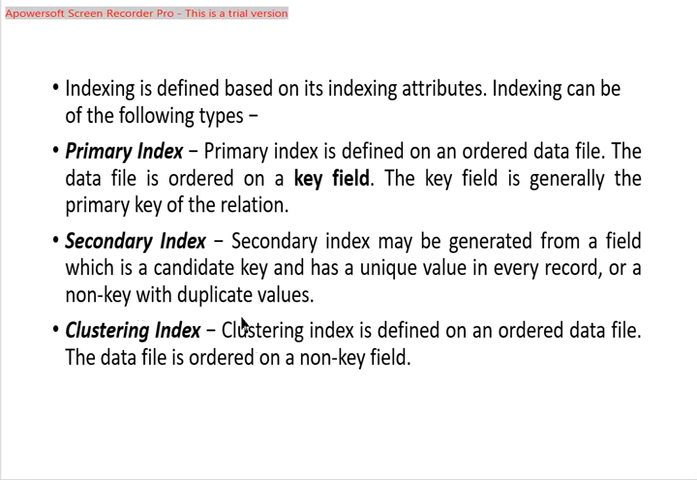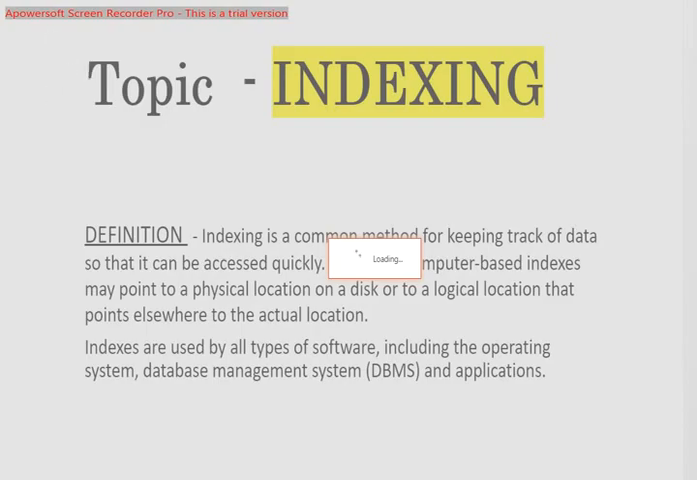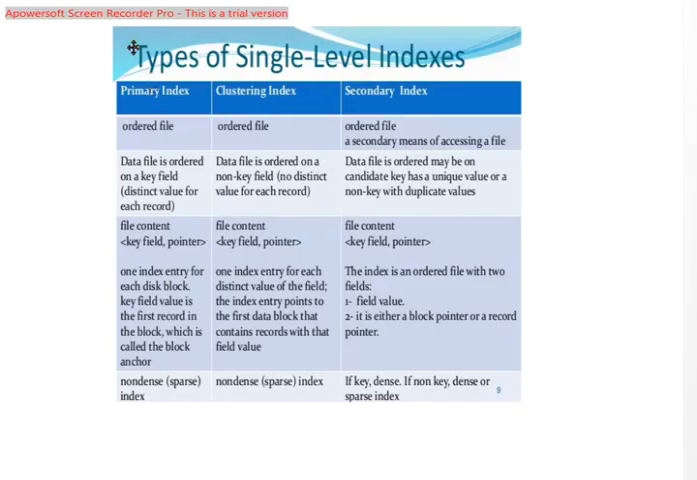So let me show you a better explanation for this: a comparison table. In the comparison table, there are three types of single level indexes: primary index, clustering index, and secondary index. Primary index is an ordered file, secondary index is also an ordered file, and clustering index is an ordered file as well, as we saw in the last slide. The data file is ordered on a key field, as we saw earlier. The data file is ordered on a non-key field in clustering index, and in secondary index as well.